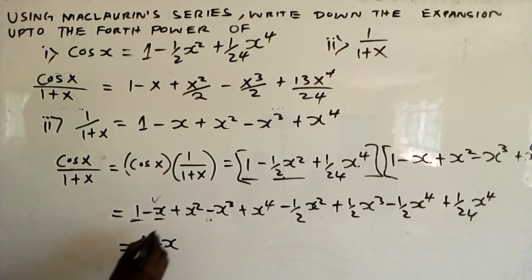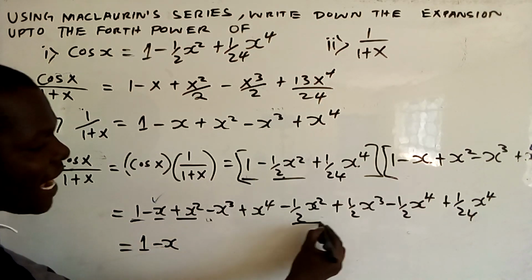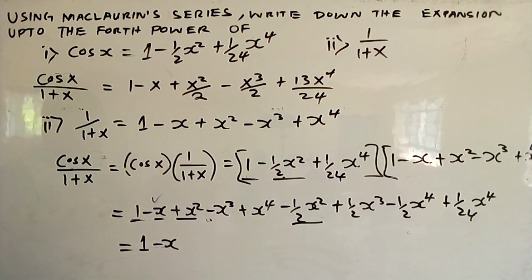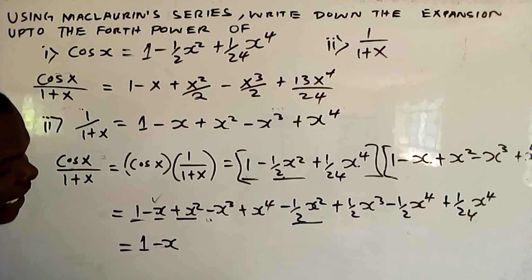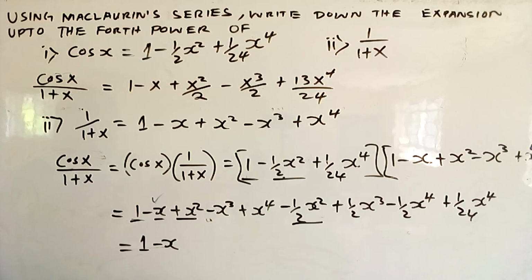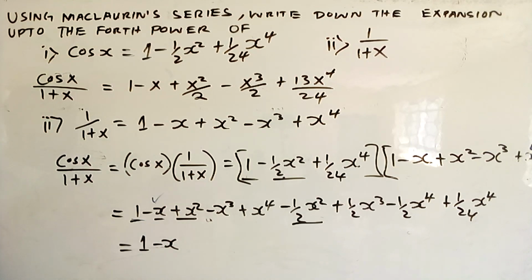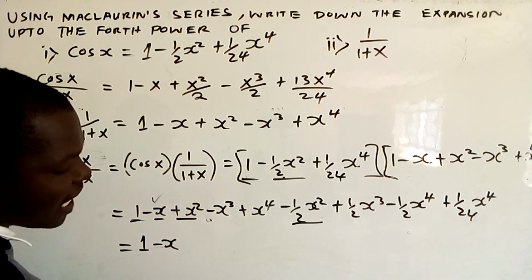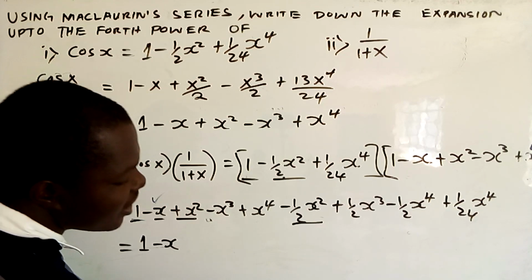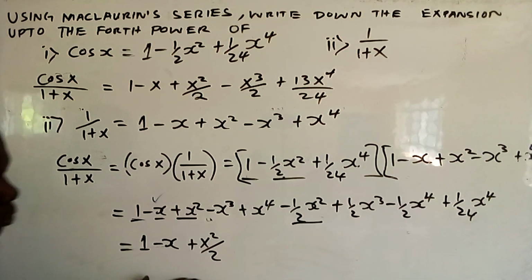Go to x squared. We have plus x squared, minus a half x squared, plus x squared, minus a half x squared. Then the next one, only those. So if you factorize x squared outside, you have plus 1 minus a half into x squared, which is positive a half, isn't it? That is a half x squared, which is the same as x squared over 2. So that is plus x squared over 2. You are done with that. Move to the next one.